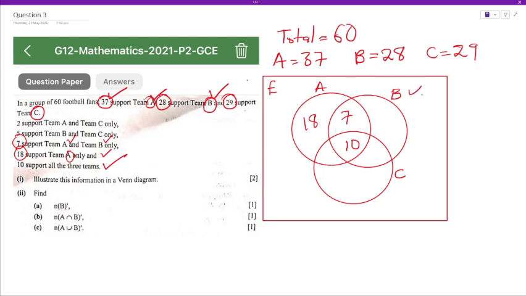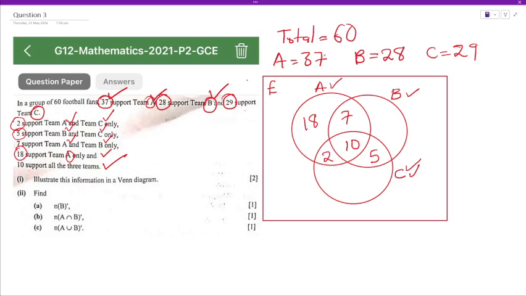Next, 5 here support team B and team C only. This is team B and team C only, it is this region. So that's why we put our 5. And then 2 support team A and team C only. Team A is that one, team C is this one. Only it is this region. What number is that? That's a 2. We put it there.